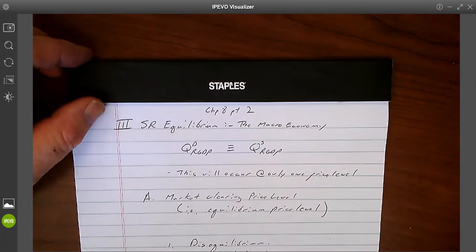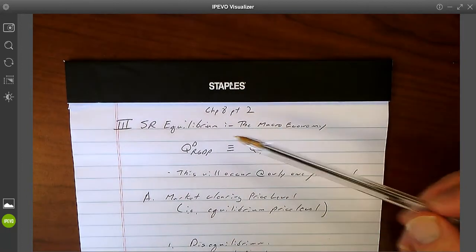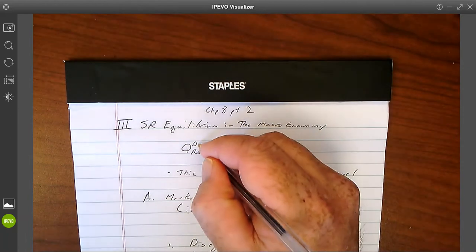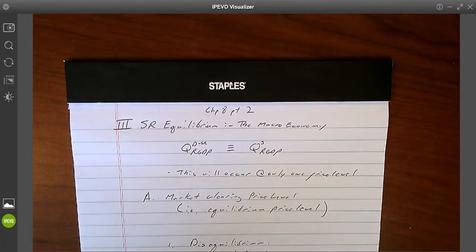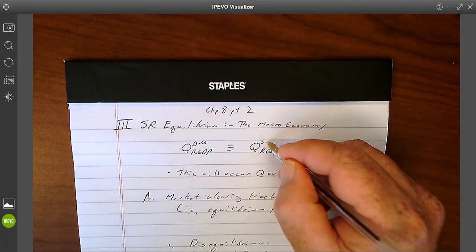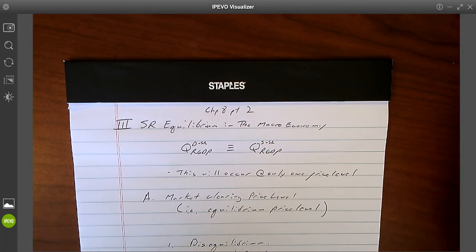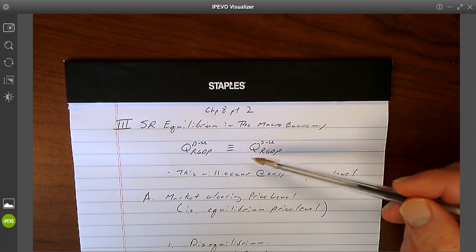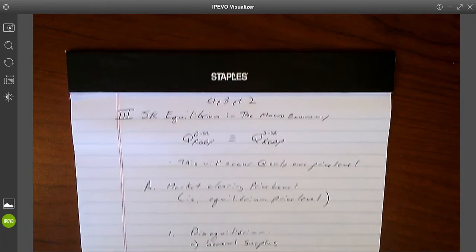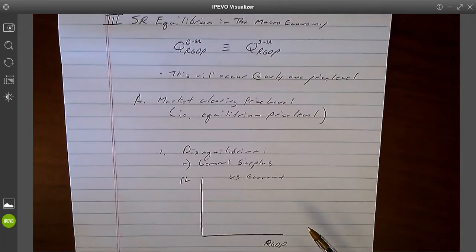Okay, so equilibrium in the short-run macroeconomy is going to occur when the quantity of real GDP demanded, and I should say demanded in the short run, is going to be exactly equal to the quantity supplied of real GDP, again, in the short run. And this is going to occur at only one price level. There is only one price level where these two things will be exactly equal. And we've referred to this as the market clearing price level. So we want to understand the concept of market clearing.